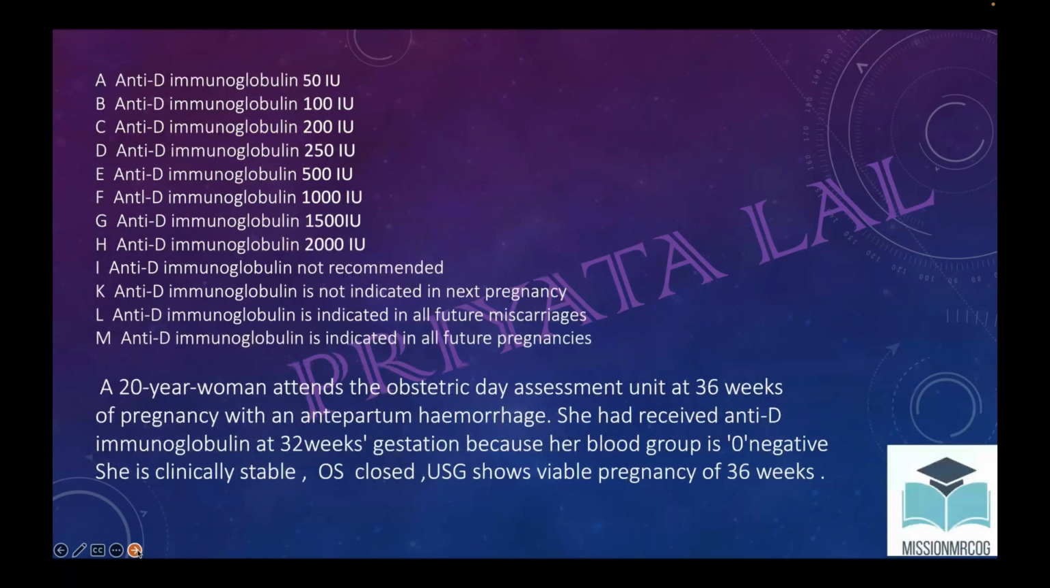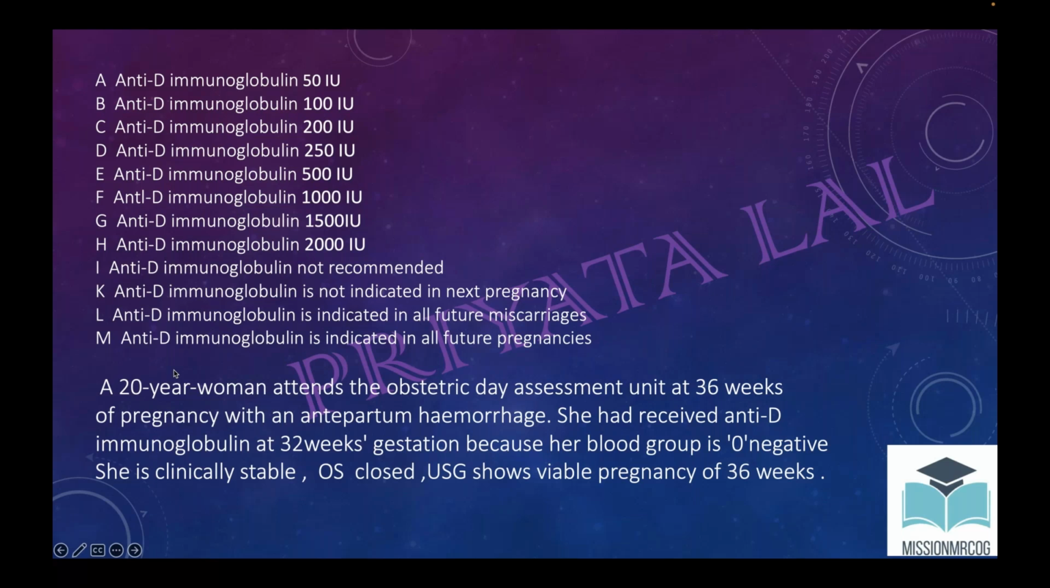The patient is obstetric, 36 weeks, antepartum hemorrhage. She received anti-D at 32 weeks. Her blood group is O negative, os closed. USG shows viable pregnancy of 36 weeks. So what will you do? Antepartum hemorrhage at 36 weeks, what will you do? E, ma'am. Anti-D, 500 units. Yes, 500.